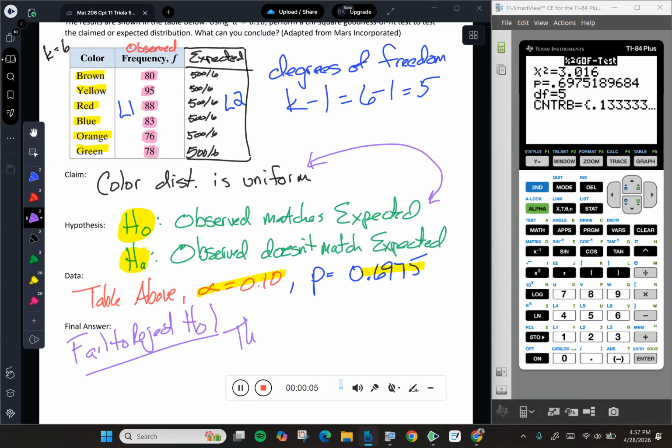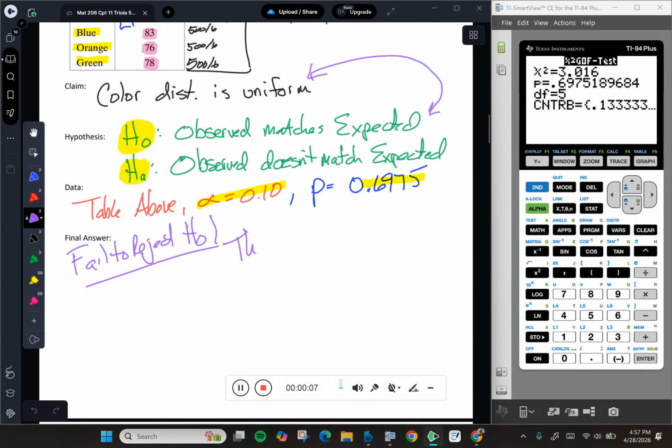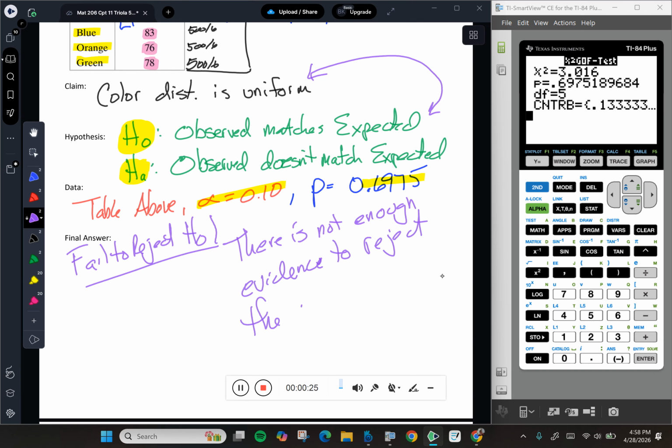And just because I have to, I need to finish this. So we failed to reject the null. So we would say that there is not enough evidence to reject the claim of a uniform distribution.